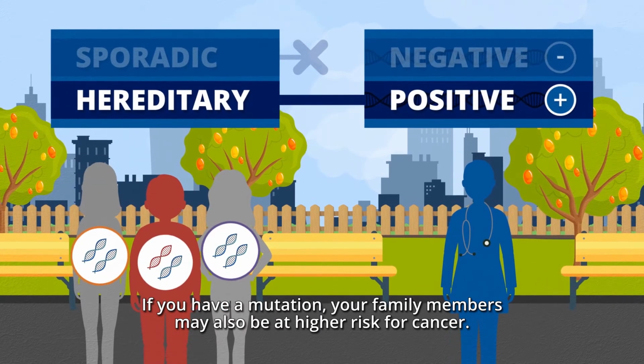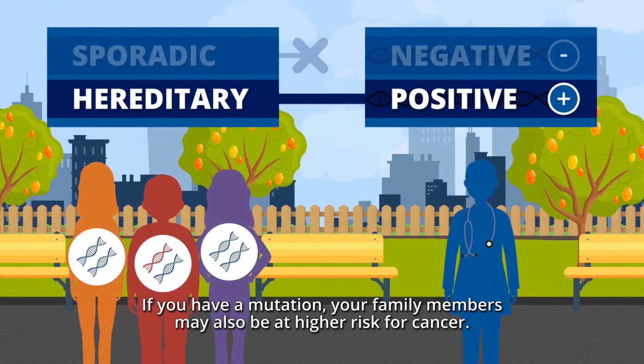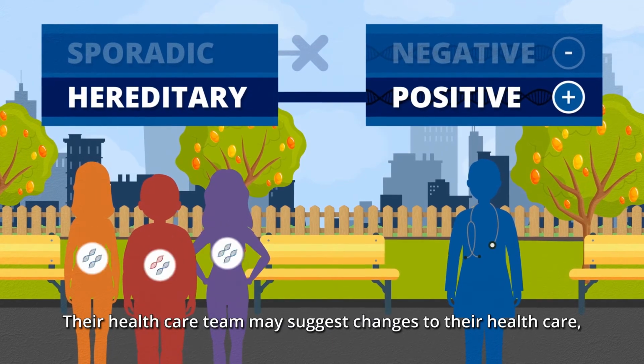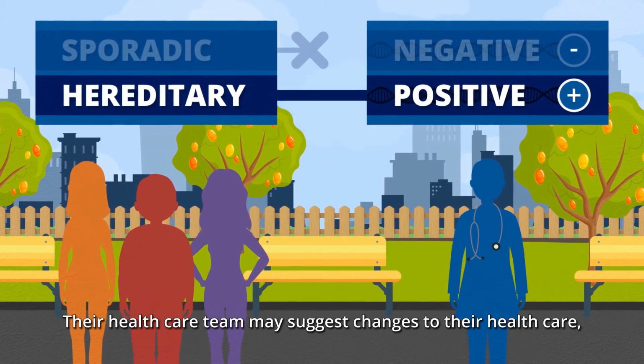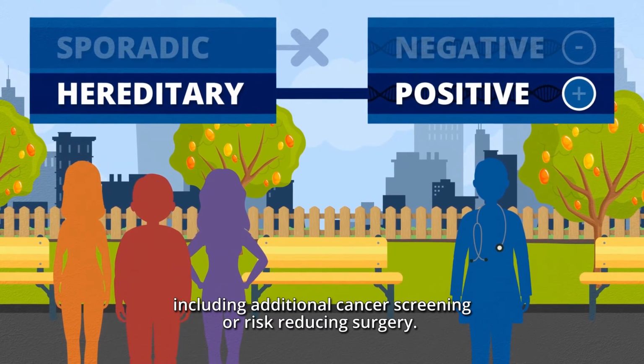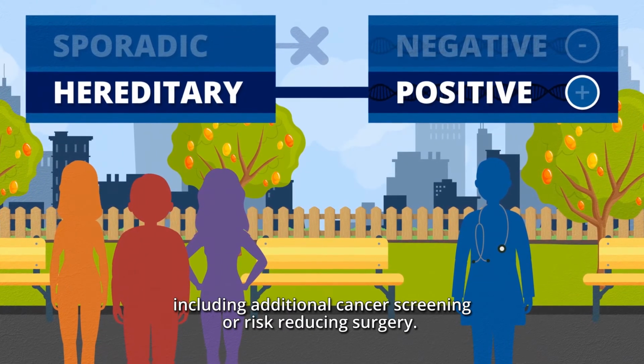If you have a mutation, your family members may also be at higher risk for cancer. Their healthcare team may suggest changes to their healthcare, including additional cancer screening or risk-reducing surgery.